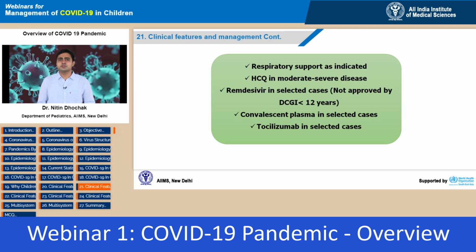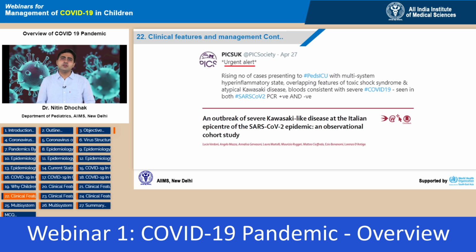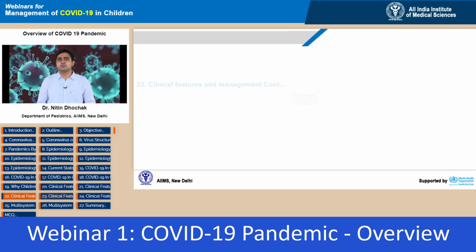The treatment includes respiratory support, hydroxychloroquine in moderate to severe cases, and remdesivir, convalescent plasma and tocilizumab may be used in selected severe cases. Then in the end of April, there was an urgent alert by the Pediatric Intensive Care Society from the United Kingdom. They had seen an increased number of cases requiring intensive care admissions with a hyperinflammatory state resembling toxic shock syndrome and Kawasaki disease.